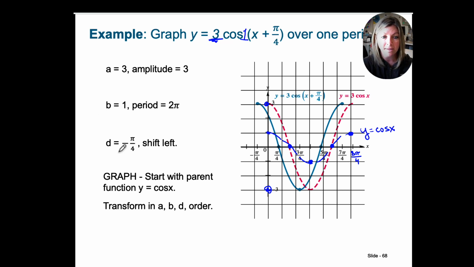And D says to shift this parent function to the left. So it's going to start at negative pi over 4 radians. That brings us to this solid blue curve, which represents 1 period of y equals 3 cosine of x plus pi over 4. All right, let's try another graphing example.